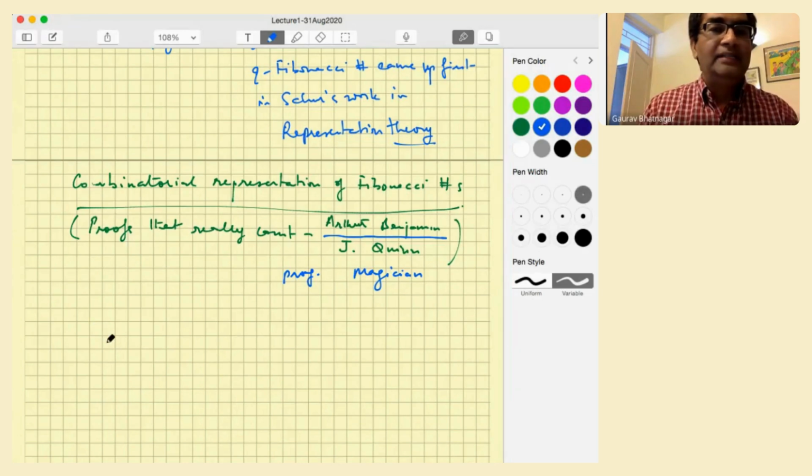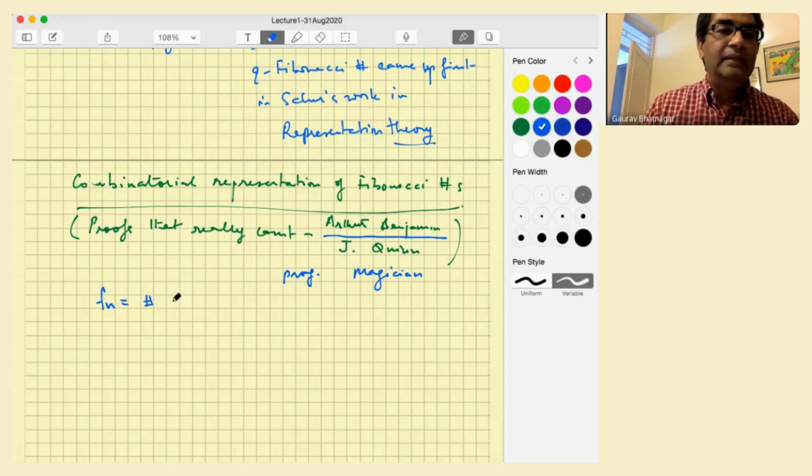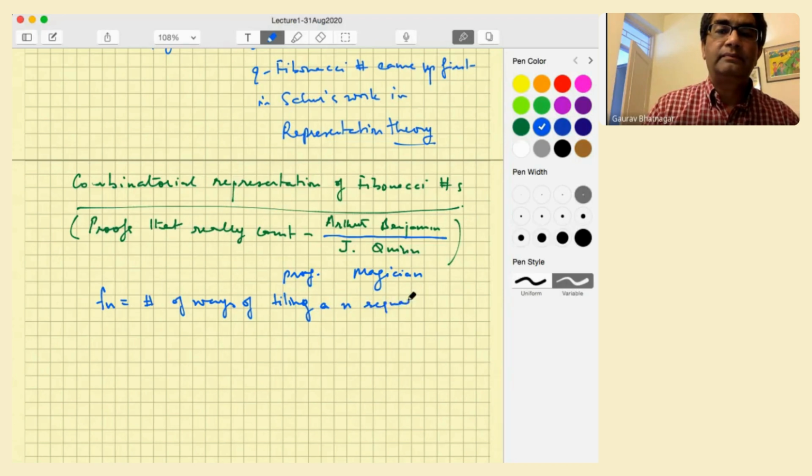Okay, so let's look at the combinatorial interpretation. Let F_n be, so I'm taking small f, n, the number of ways of tiling n squares with squares and dominoes.